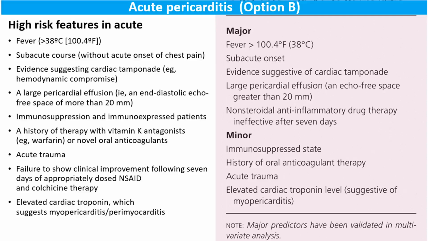Acute pericarditis presents certain features that may elevate a patient's risk profile and necessitate hospital admission for more intensive care. These high-risk features include a high fever exceeding 38 degrees centigrade, which indicates a systemic inflammatory response, a subacute onset, suggesting a more insidious and potentially severe disease process, and a large pericardial effusion or cardiac tamponade, which are direct threats to cardiac function and hemodynamic stability.